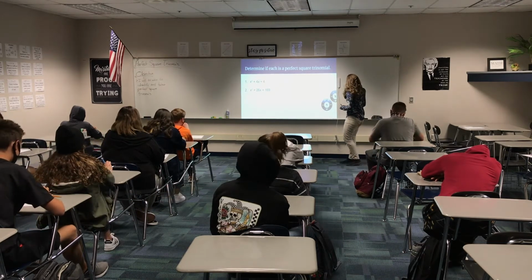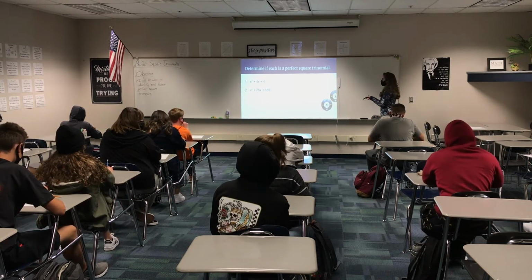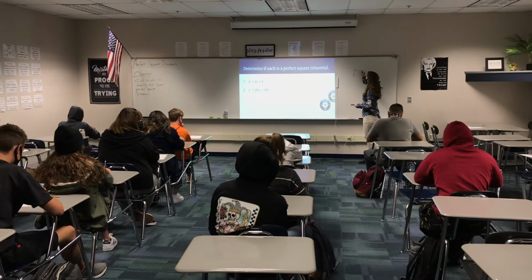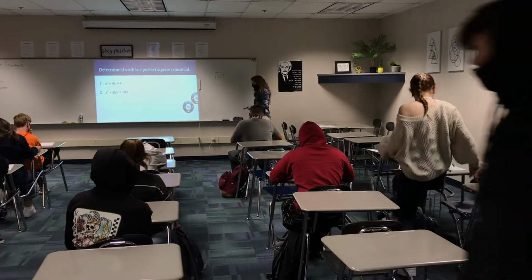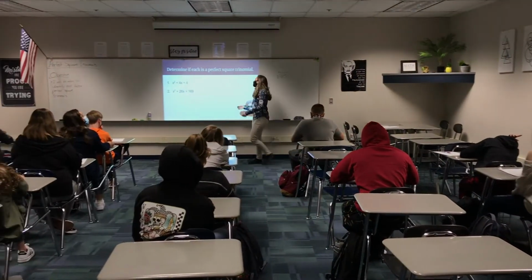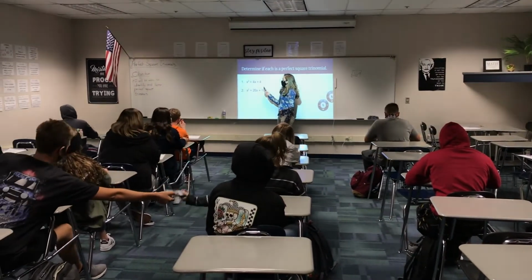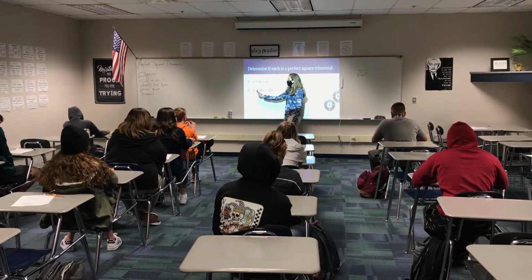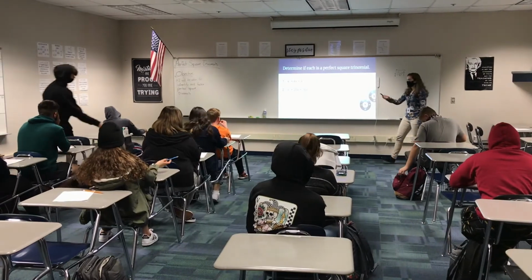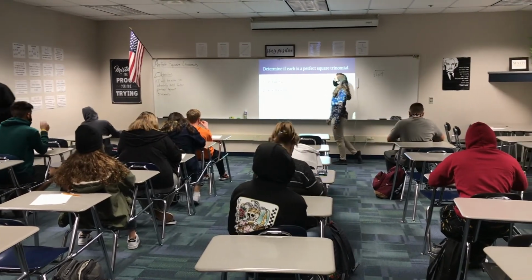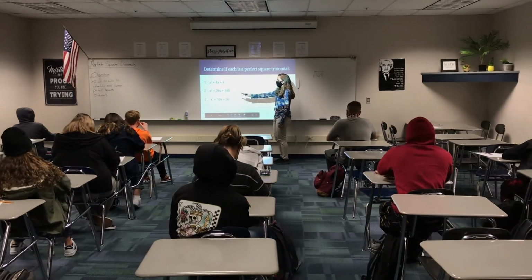Do you guys remember what the square root symbol looks like? It looks like this. The square root of 169 is 13. So now the square root of 13 times x times 2, is that going to give us 26x? Yes. So that is a perfect square trinomial. What about this one?